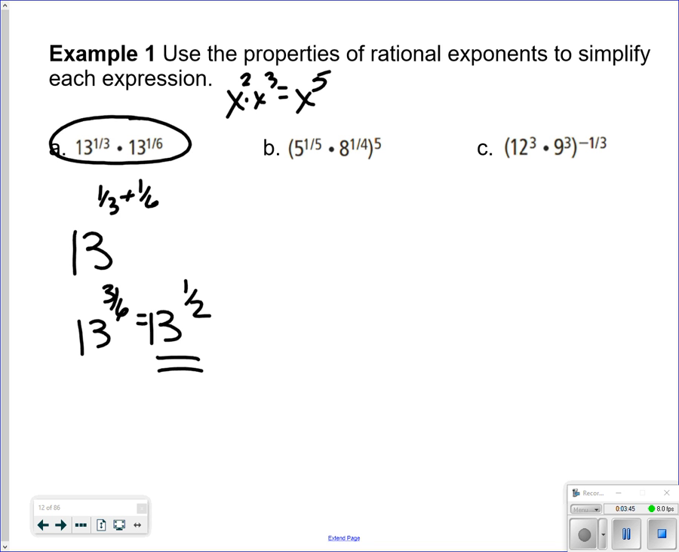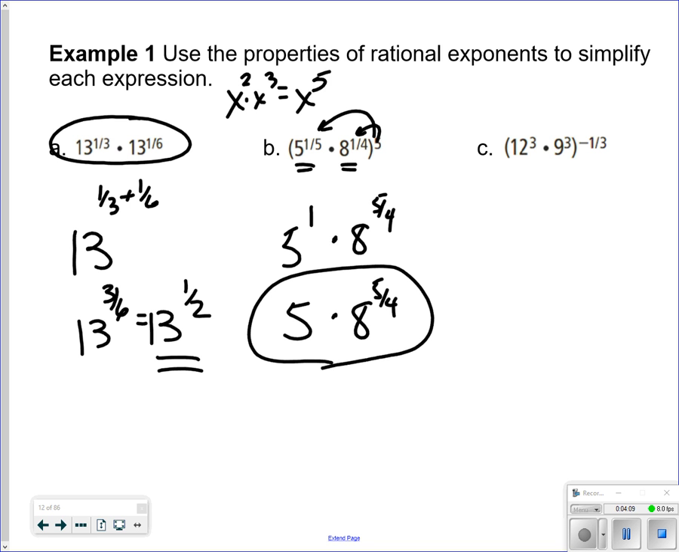Anytime you have more than one item in a parenthesis raised to an exponent, and it's a multiplication symbol in the middle, then both items can be raised to that exponent. So now, 5 to the 1/5 raised to the 5th. I would multiply the two together and get 5 times 8 to the 5/4. Now, because the bases are not the same, that's as far as I could go on that one. Next one.